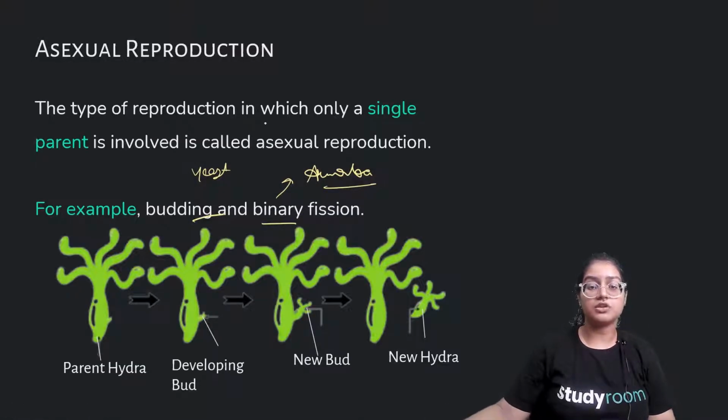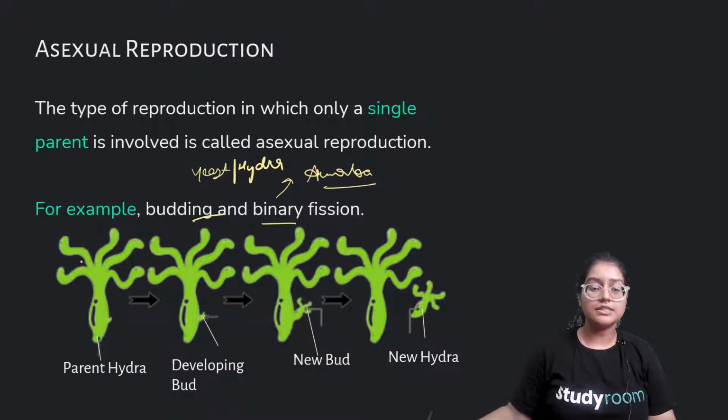So what happens in asexual reproduction? This type of reproduction in which only a single parent is involved is called asexual reproduction. Here neither father nor mother, you cannot differentiate who is father, who is mother. So here only a single parent is involved. For example, budding and binary fission. We'll be discussing budding here. Budding happens in yeast and in hydra.